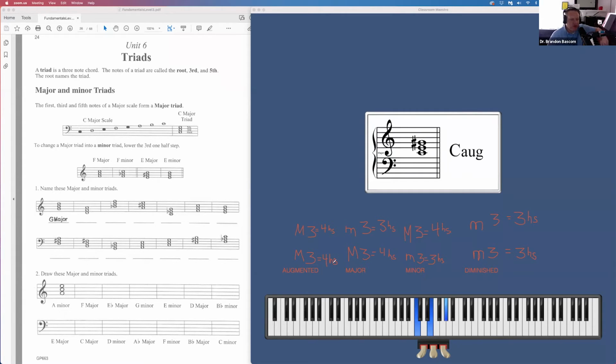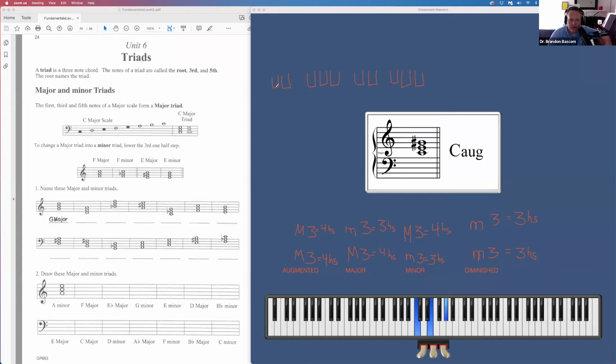So back on page 24, they're asking you to identify major and minor triads. An easy way to do this is to draw a piano. And if you don't know how to draw a piano, here's how you draw a piano. Down, over, up, big space, down, over, up, down, over, up, down, over, up, big space, down, over, up, big space, down, over, up, down, over, up, down, over, up. And we can keep doing this for as many keys as you want.